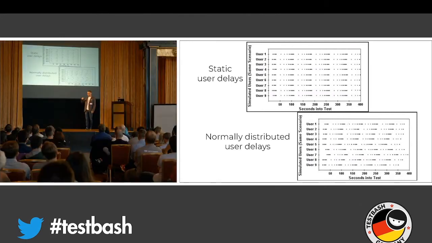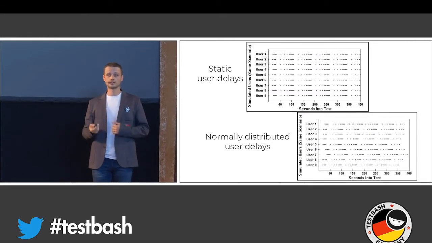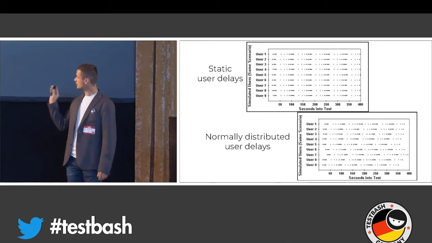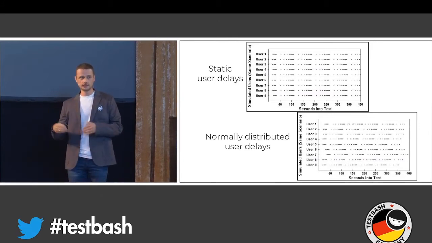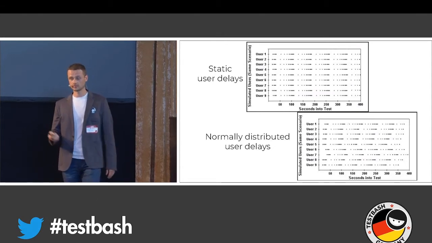In order to achieve more realistic performance test results, you need to emulate those custom random delays, random thinking time, for all of your simulated users in the performance test script. And below you see normally distributed user delays, and it's quite easy to spot that those spaces are not evenly distributed through all of your users. And this actually helps you to increase the realism of your performance test and performance test results.